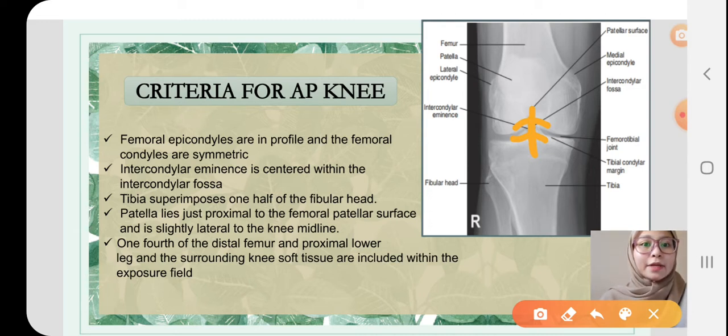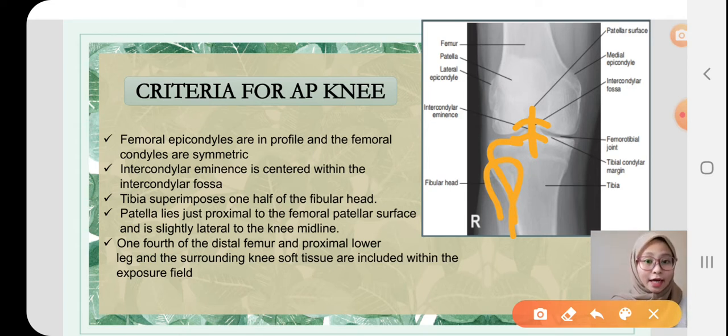The proximal tibia superimposes one half of the fibula head. That is the tibia and this is the fibula. It is one half.